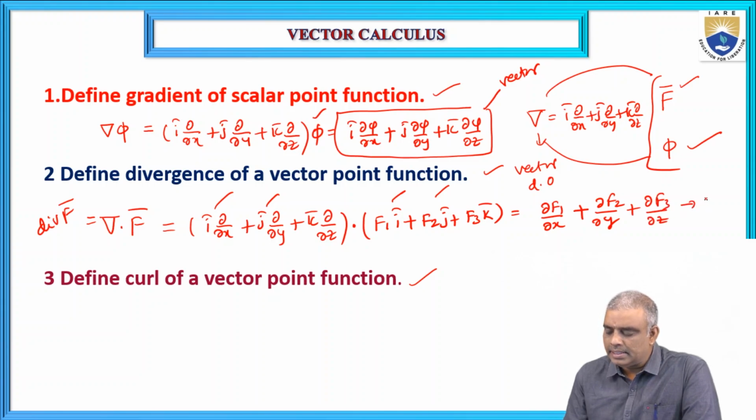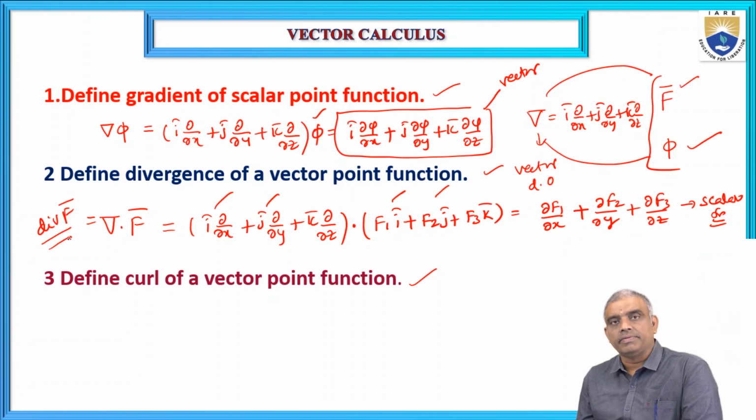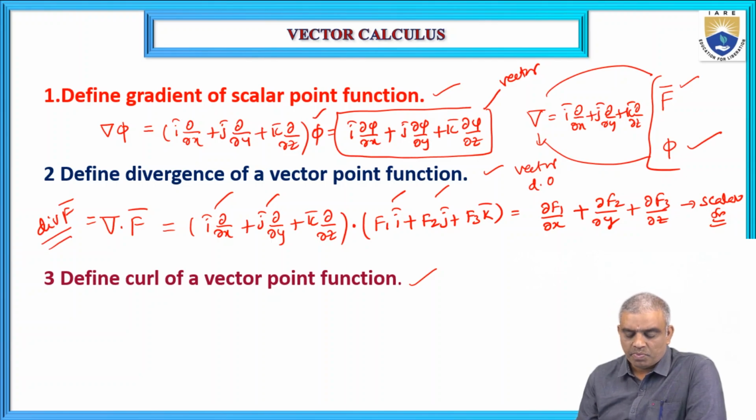And it is a scalar value. So the divergence is always a scalar, while the gradient is always a vector. The divergence means the rate of outflow per unit volume at the point of origin of the fluid. That is the physical interpretation of the divergence of the vector.